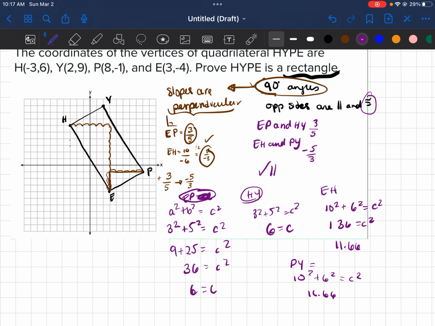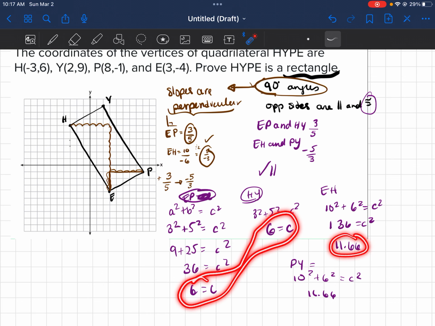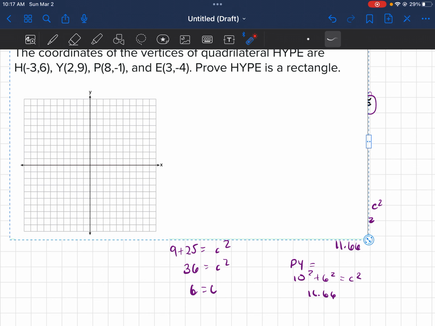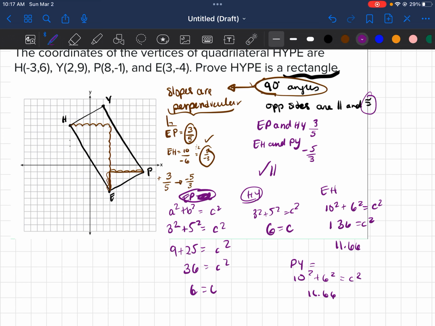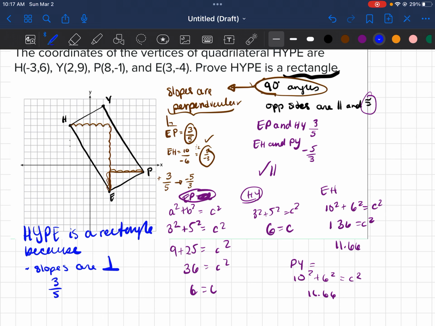I have found the side lengths for EP, HY, EH, and PY, and I have shown that the opposite sides are congruent here, and that these opposite sides are also congruent. So I can say in my final statement here that HYPE is a rectangle because, and I could also just make a list here. The slopes are perpendicular. Perpendicular, we have 3 over 5 and negative 5 over 3.